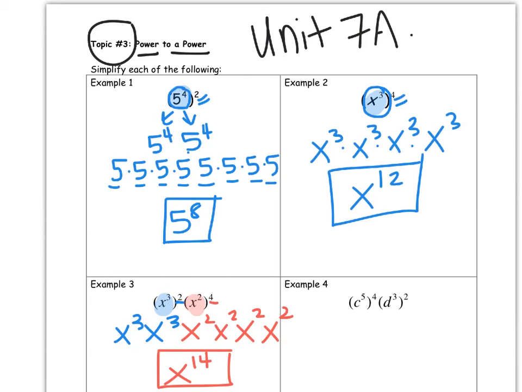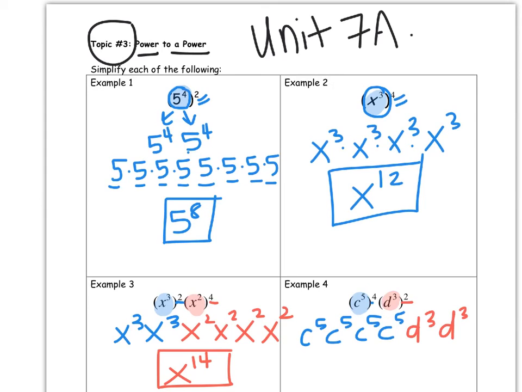Alright, last one. I'll do my c's first. So c to the 5th power in parentheses is stamped 4 times. C to the 5th, C to the 5th, C to the 5th, C to the 5th. Now next set of parentheses, d cubed. D cubed is stamped 2 times. D cubed, D cubed.